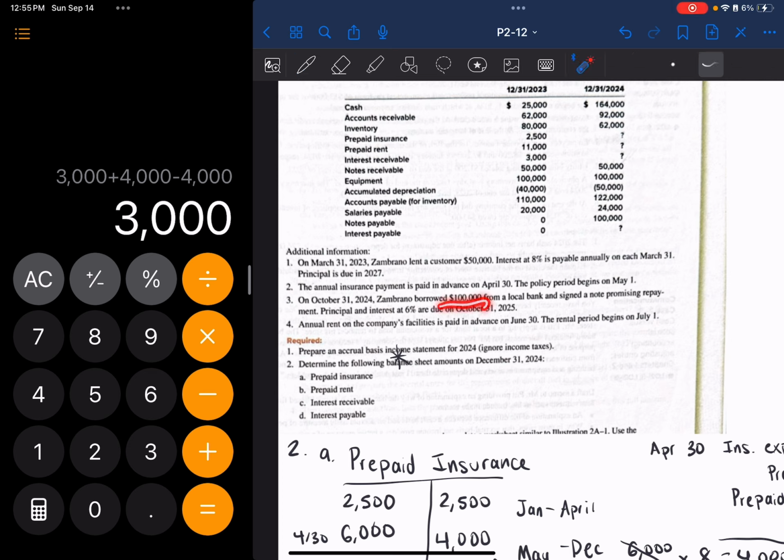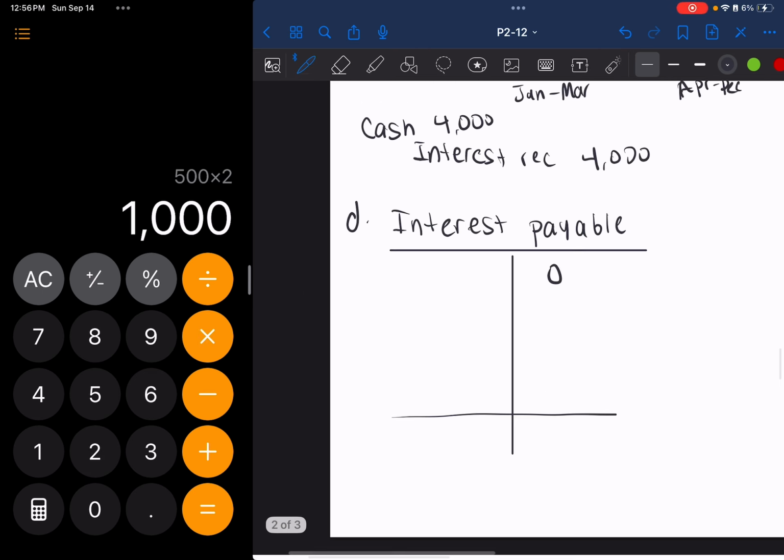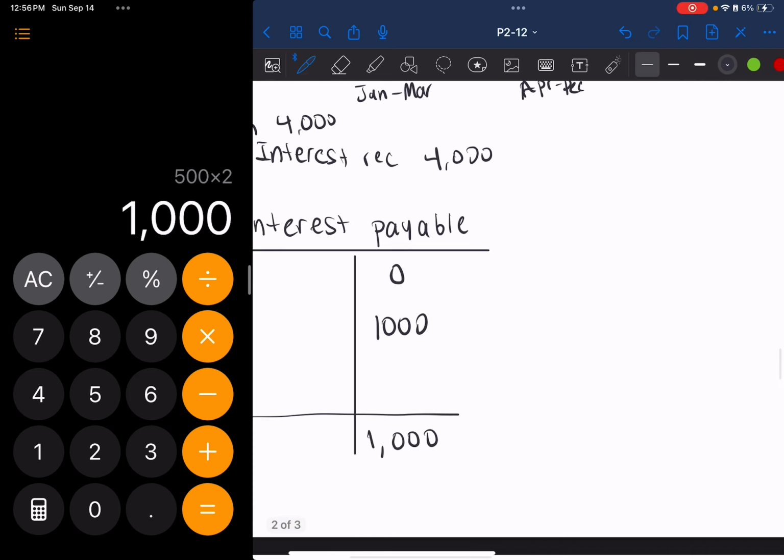They borrowed a $100,000 note, 6%, and it was borrowed October 31st of the year the problem we're working in. So that means it's only 2 months of interest, which is really important to remember. So 100,000 times 6% gives you the annual interest amount. And then I divided that by 12, and then I multiplied by 2 to get it. So that is $1,000 of interest expense, which also increases interest payable.